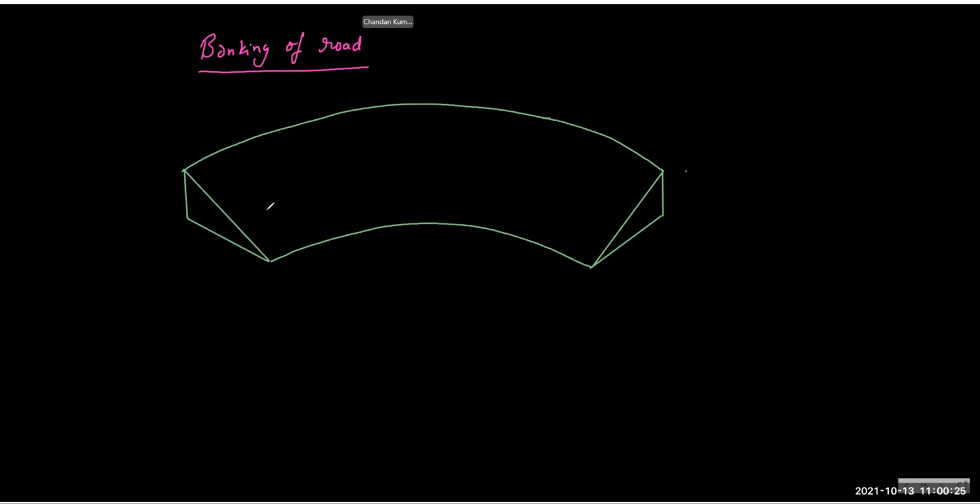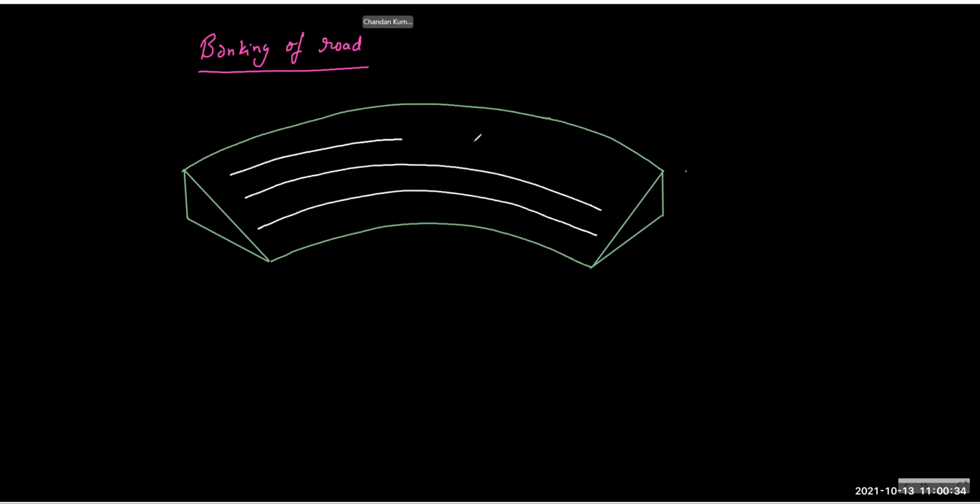You must have seen it maybe. So this is the track, and this angle is called the angle of banking. Basically, banking means tilting the road. If you have a road, then the outer edge will be elevated compared to the inner edge.